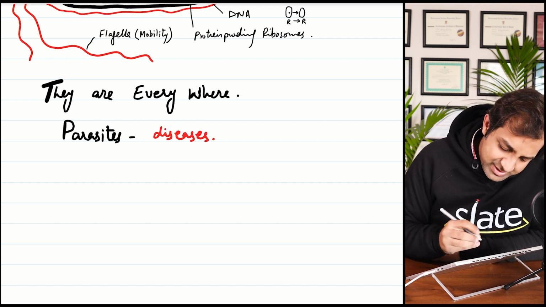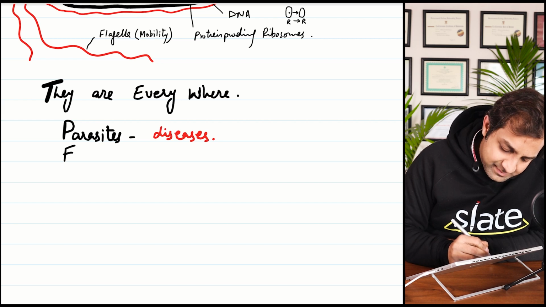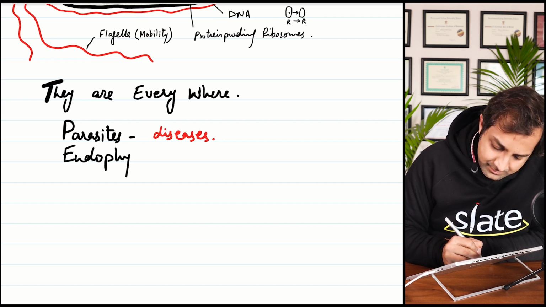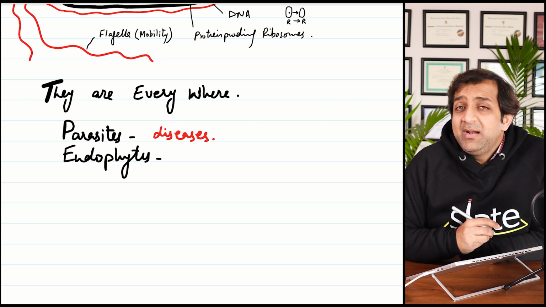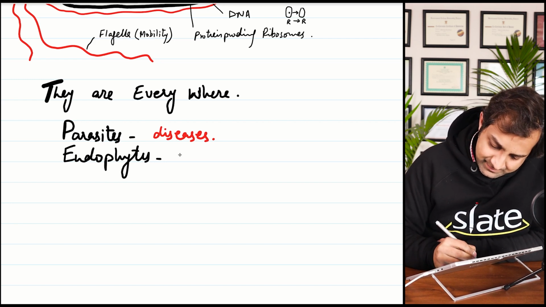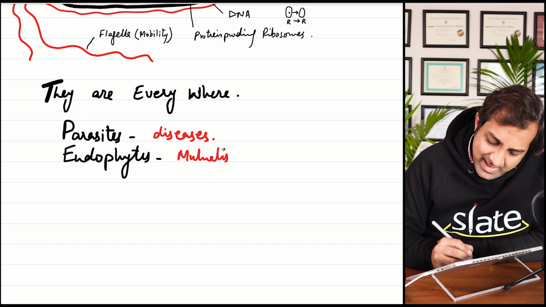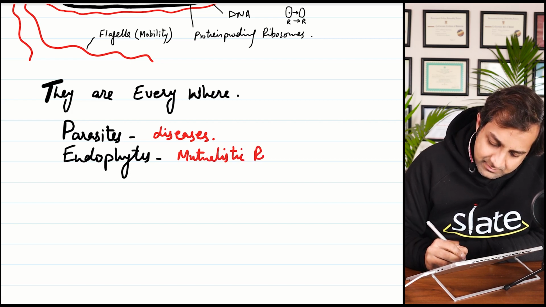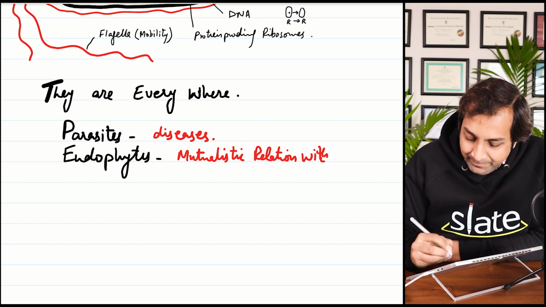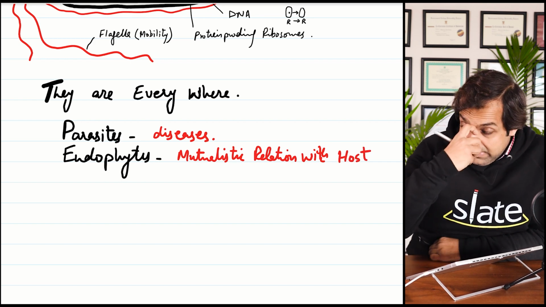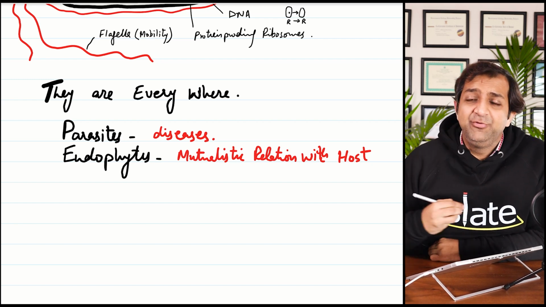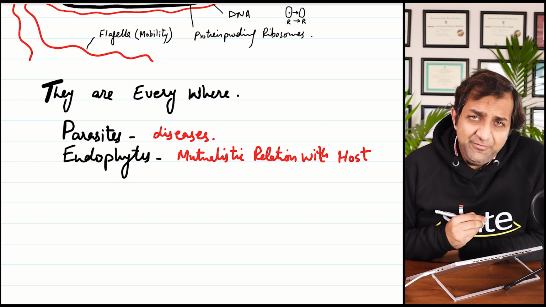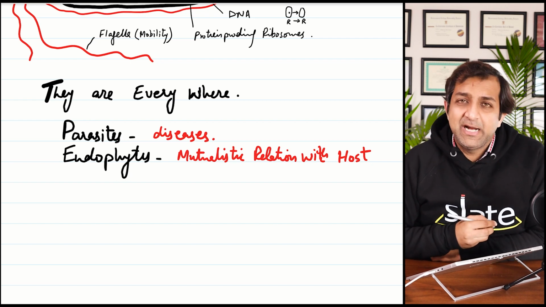There are some bacteria which are said to be endophytes. They live within the bodies of the other organisms, and in return they give benefit to those organisms. So they are in a mutualistic relation with their host. Like in our large intestine, we have this flora, we have many bacteria in our large intestine. In plants, we have endophytic bacteria which make hormones for those plants to grow and flourish, right? So yes, they are found inside the bodies of the organisms.